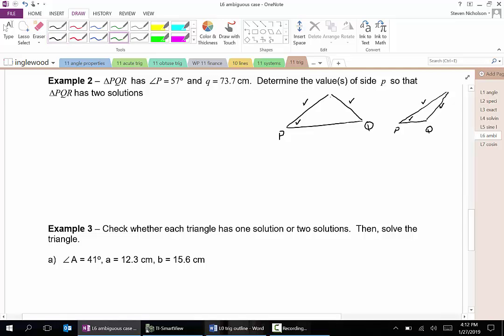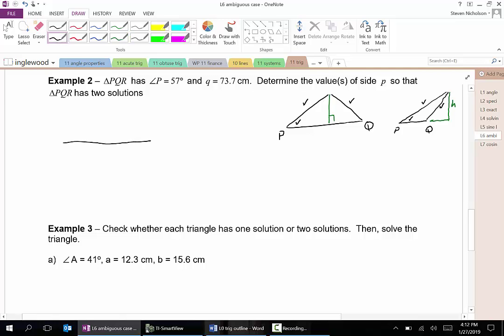And what becomes important is the height of each of these. So in this one right here, this is what we want to draw, and we want to imagine side little p being able to swing. So let's work our way through.